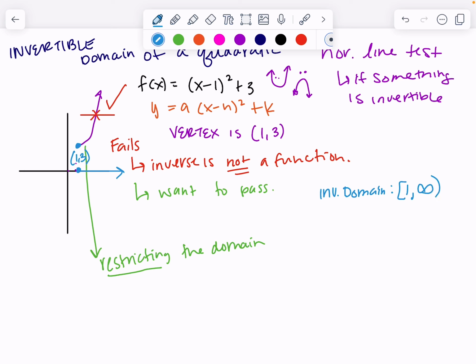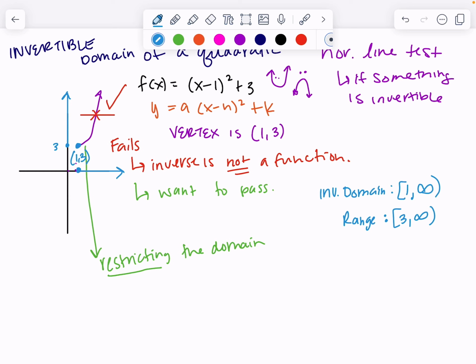Often if we're doing domain, we'll also put in the range. So I can do that as well. The range is bottom up. So now my range is starting at this point of 3. And notice as the arrow is opening up, it's going on to infinity. So my range here is going to be 3 to infinity.